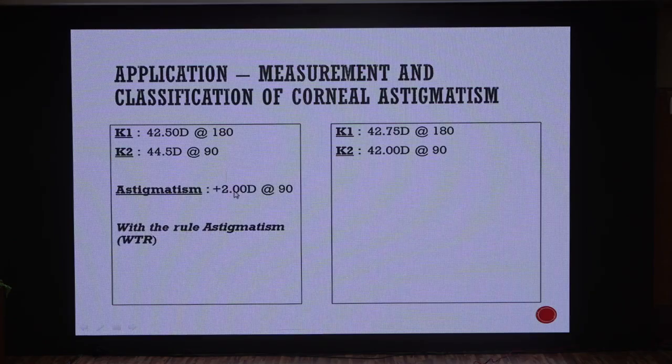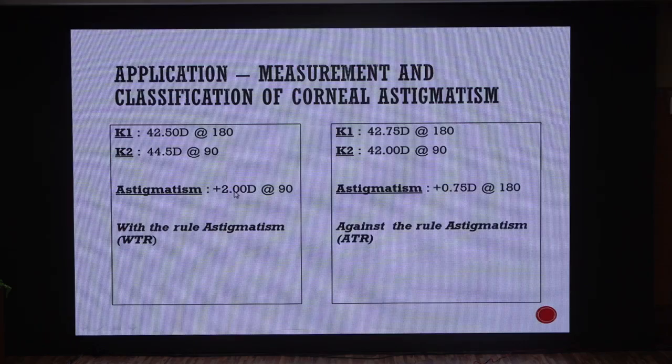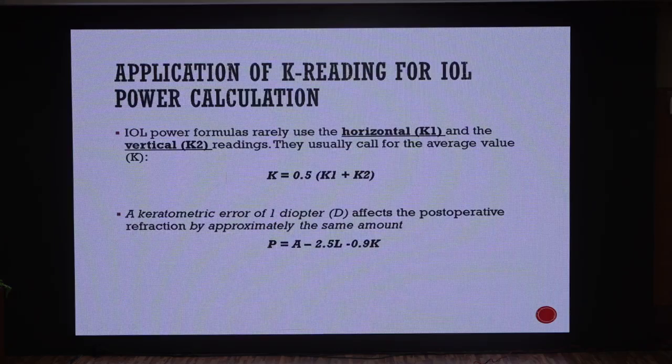So the other example you see here, the astigmatism is 0.75 along 180 degree. That is, your horizontal meridian is steeper. So it becomes against the rule astigmatism. Anybody who would like to tell me what is oblique and bi-oblique astigmatism? So between 30 to 60 on one axis and the other being 120 to 150. But the relationship should be, they should be perpendicular to each other. And once the axes are not perpendicular to each other, it becomes bi-oblique astigmatism, right?